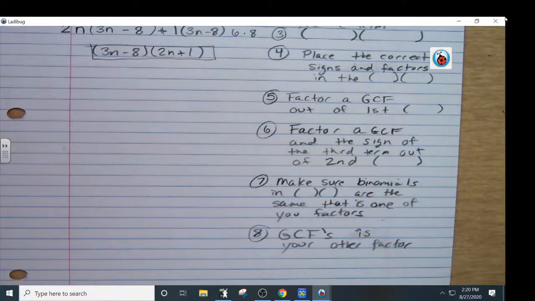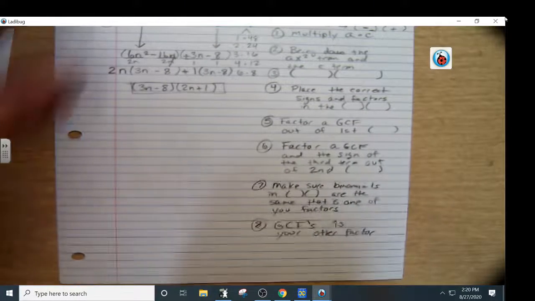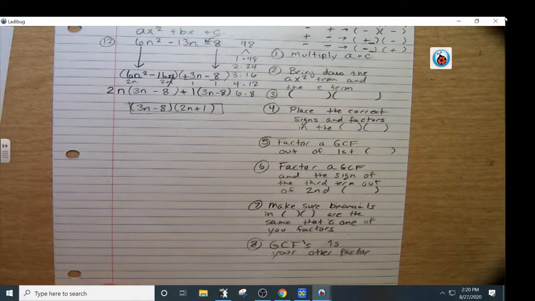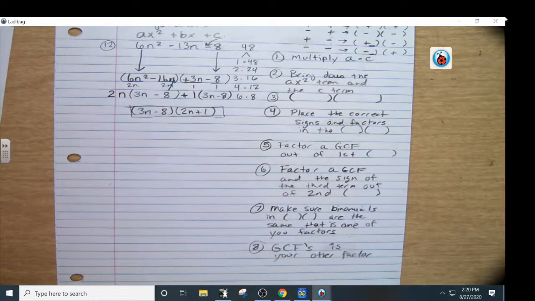Okay. Now, guys, it took a few minutes to do that because we wrote steps down. Can everybody still see that okay? Steps and all? Okay. Now, let's look at one. Let's look at number 9.